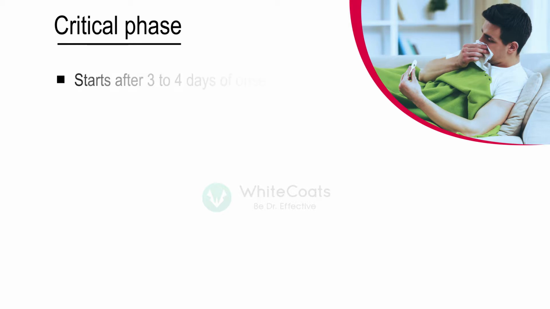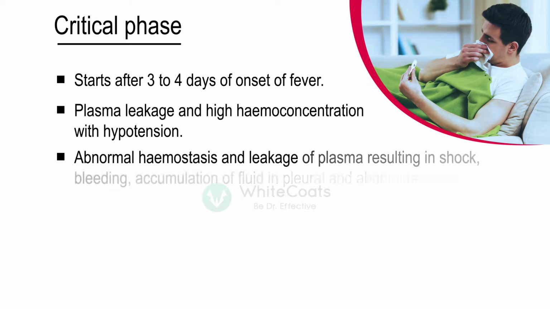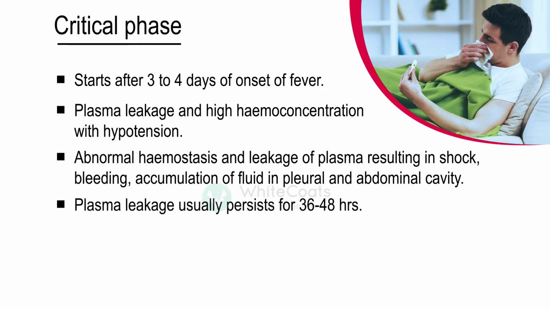Dengue fever patients usually go to critical phase after 3 to 4 days of onset of fever. During this critical phase, plasma leakage and high hematocrit concentration are documented and patients may develop hypotension. Abnormal hemostasis and leakage of plasma leads to shock, bleeding, accumulation of fluid in pleural and abdominal cavity. The period of plasma leakage usually persists for 36 to 48 hours.